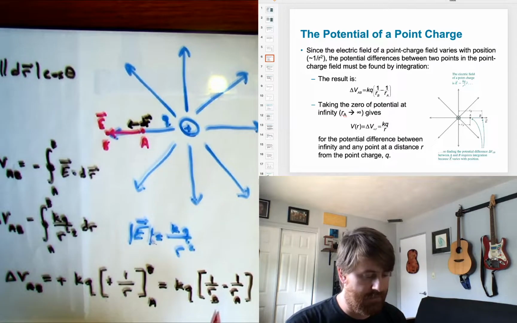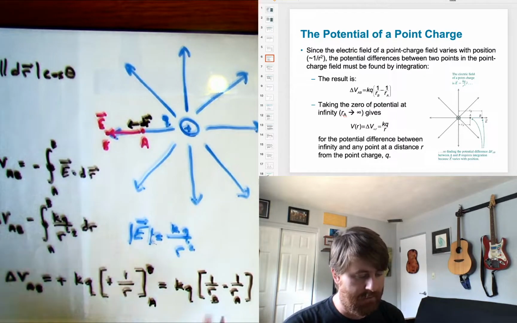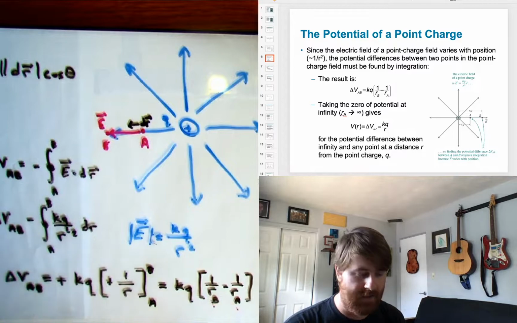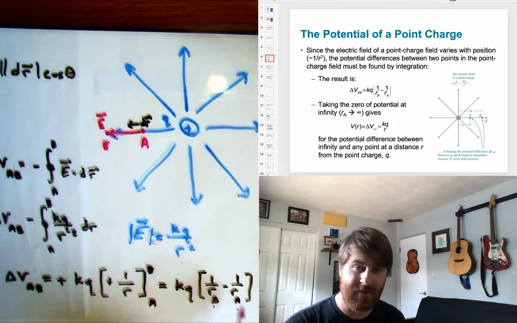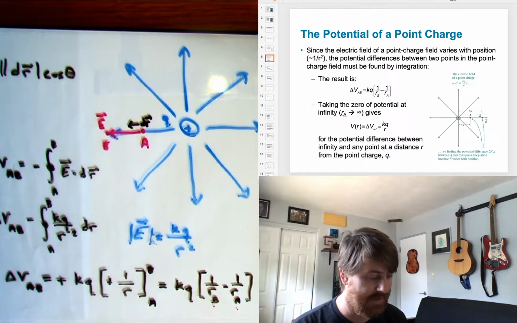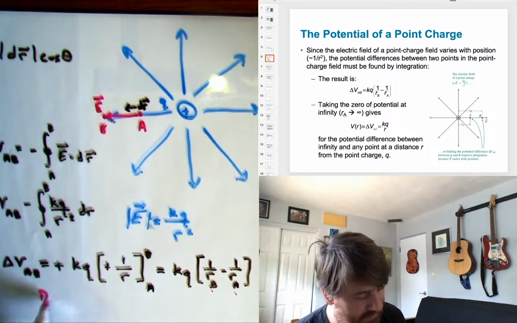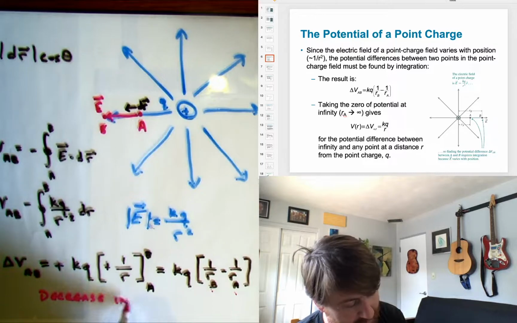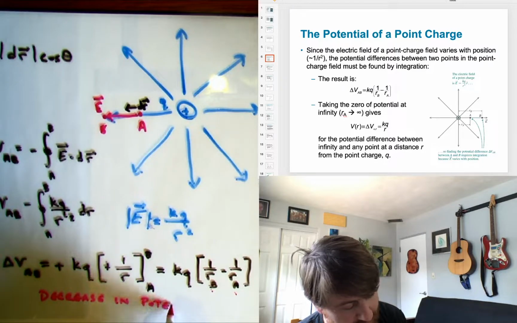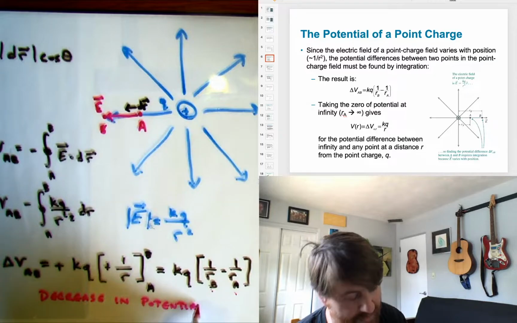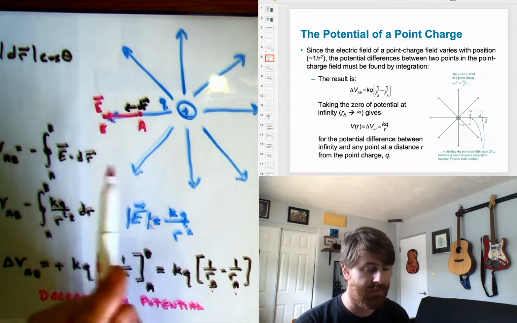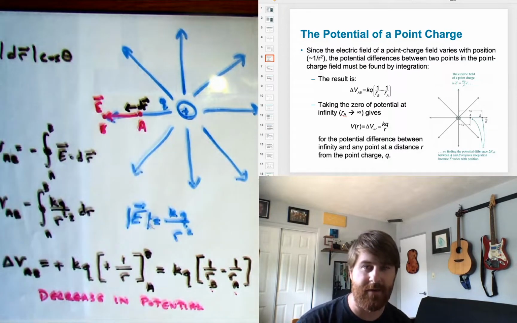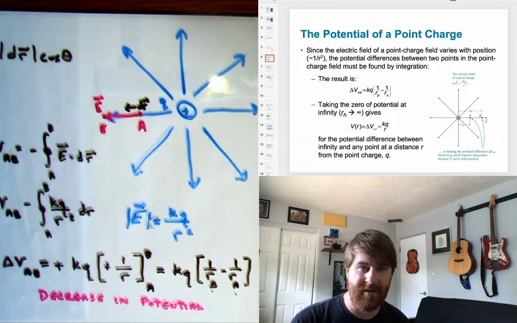Okay, so what's bigger? Well, r_B is greater than r_A, but 1 over r_B is less than 1 over r_A, so that means that this is a negative number. This is a decrease in potential energy, and a decrease in potential. If I wanted to increase the potential, I would have to move from B to A. I would have to move closer to that charge.